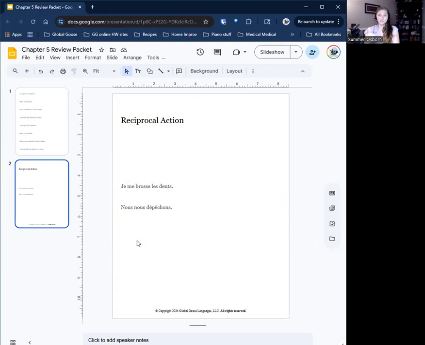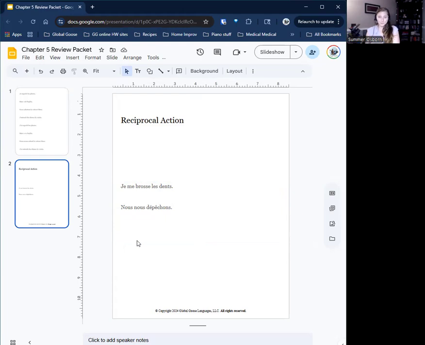So, reciprocal action is when you have the action that's being performed by the subject. They are performing it on another person, but that person is performing the action back onto the speaker or the subject as well. Okay. So in Je me brosse les dents, I am brushing my own teeth.